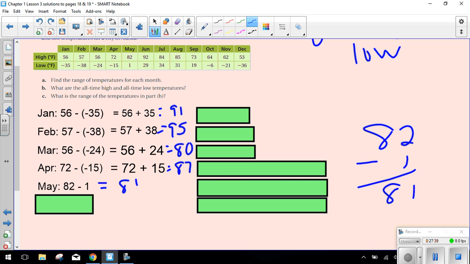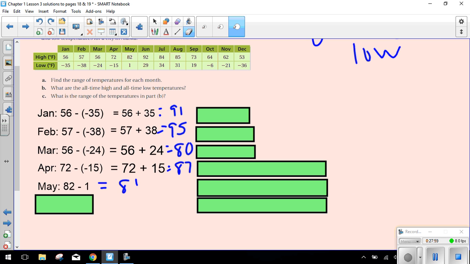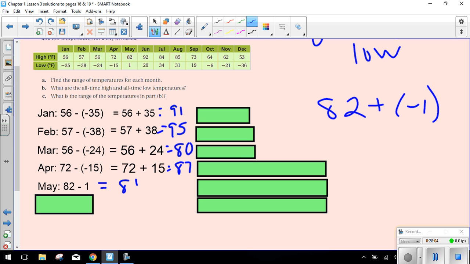At this point, students get a little confused. They're like, wait a minute, how come I'm not rewriting it? Why aren't I adding? Well, if you notice here, I'm subtracting a negative, and that becomes positive. But here, if you take a look at May, if I rewrite that, it becomes 82 plus negative 1. My signs are now different, so I have to subtract. Okay, so that's what's happening. The pattern's still the same. I'm not playing tricks on you.